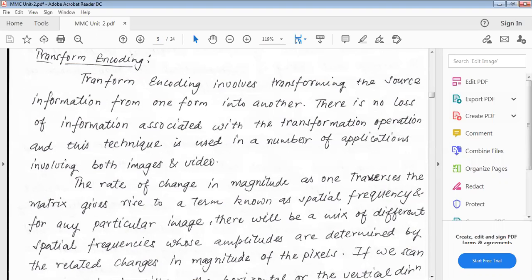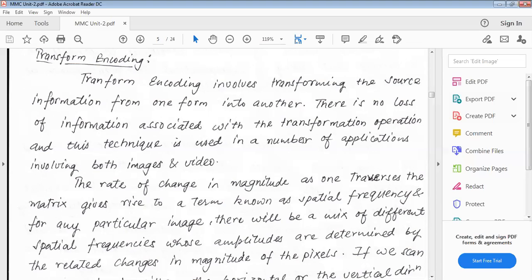For example, one format uses some number of bits, another format uses some other number of bits. Without disturbing the source information, that is, keeping the actual image as it is, if the format is changed, the number of bits required will change. So if one format requires 20 bits, another format will require 10 bits. Here 20 bits is more and 10 bits is less, so we reduced from 20 bits to 10 bits. That means we have saved 50% of the bandwidth.